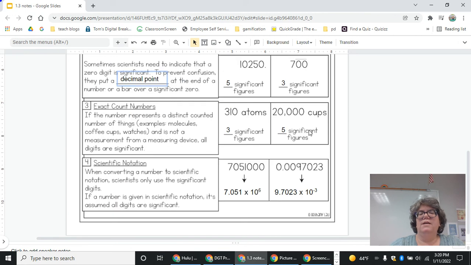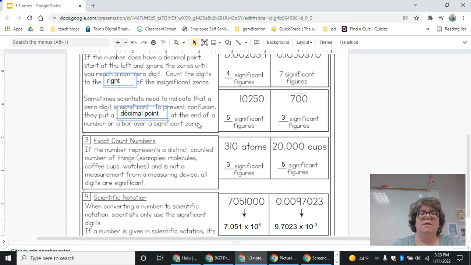Another rule is if you have an exact number of things. So this is a counting number. It's not a calculated number. Not from a measuring device, so not from a scale or a ruler or anything like that. It is counted items. Every number is significant in a counted item. So here we've counted atoms. There are 310 of them. That means 3 significant figures because it's a counted number, not a measured number.